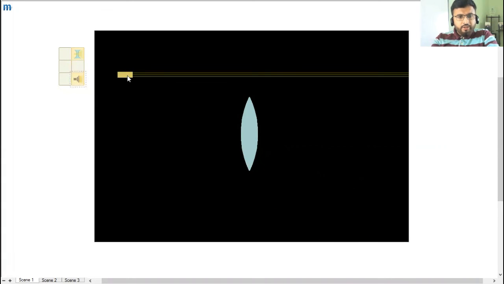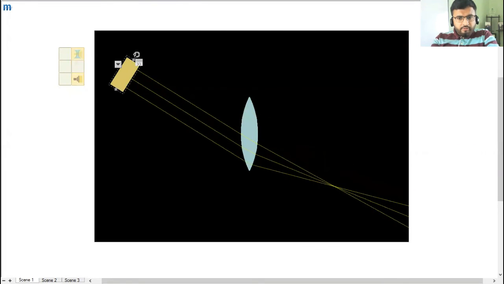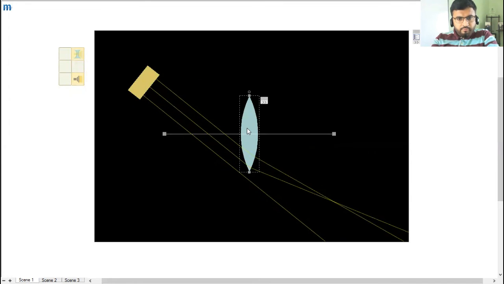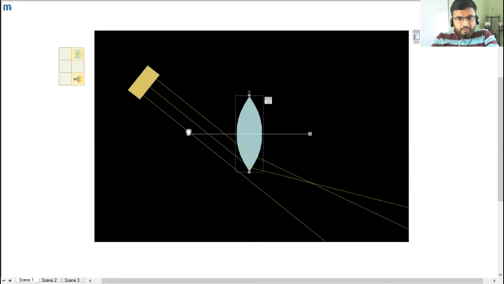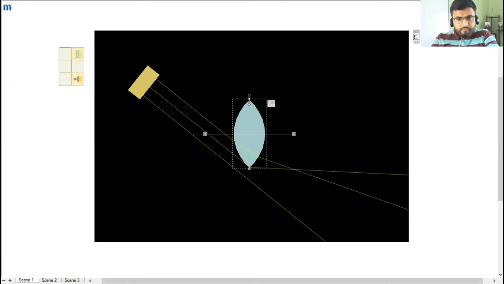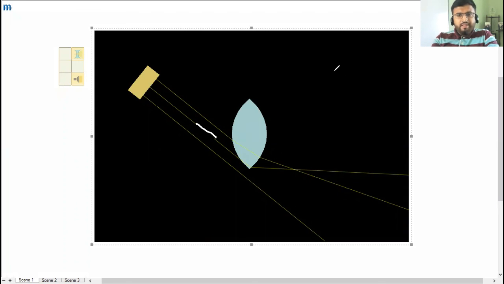Let me try it with this light ray box. Okay, so this is the focus point, which is the gray one. I'm changing the focus to this. So now we can see that the central light ray, which is passing through the focus, has actually become parallel after passing through the lens.